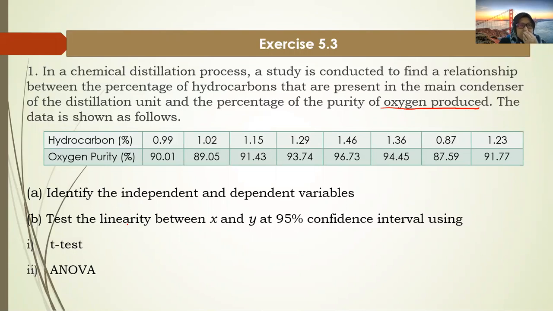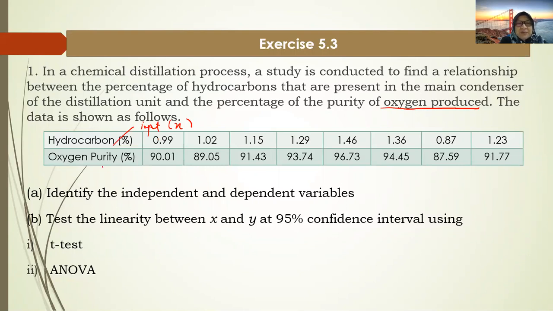From this we can see that hydrocarbon is the input. That means this is the independent variable. You can decide on the percentage of hydrocarbon that you want to put in the main condenser of the distillation unit. So it is the input. You decide on how much percentage of hydrocarbons.